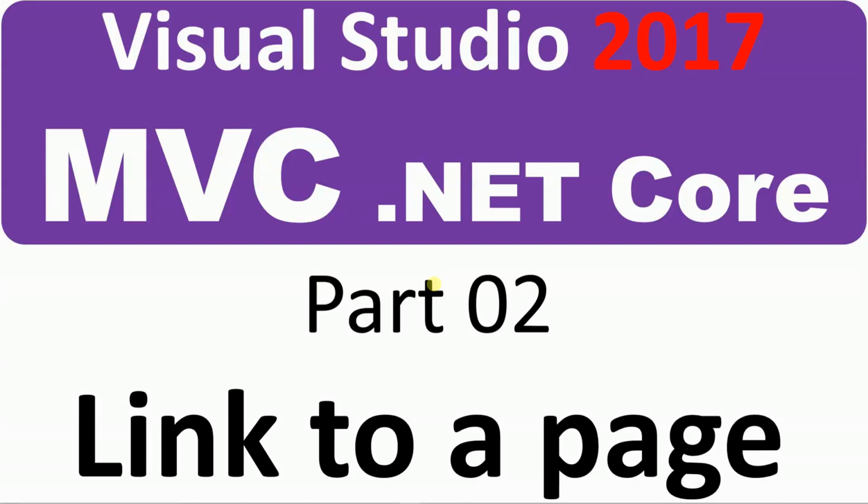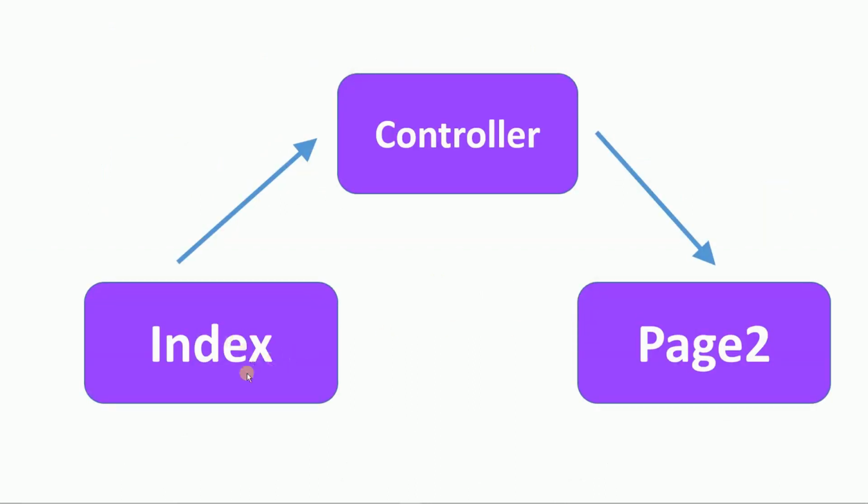Hello, in this video I'm going to show how to create a link to a page. So for this example, the index page is going to call the controller, and the controller is going to return a page. And that's how the MVC pattern works. For now, there's no model, but I'm going to include that in the next video. So let's write some code.